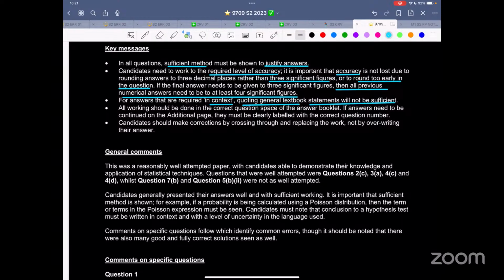That is part and parcel of the deal, but you need to write more than that. All working should be done in the correct question space of the answer booklet. If answers need to be continued on the additional page, they must be clearly labeled with the correct question number. Candidates should make corrections by crossing through and replacing the work. And this is the golden thing that they have written, not by overwriting the answer.